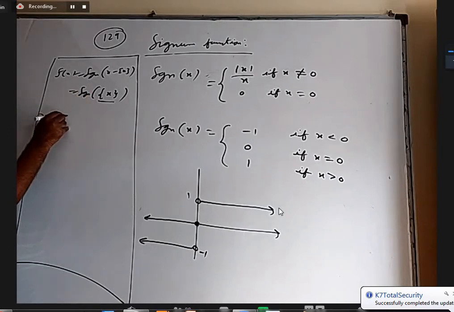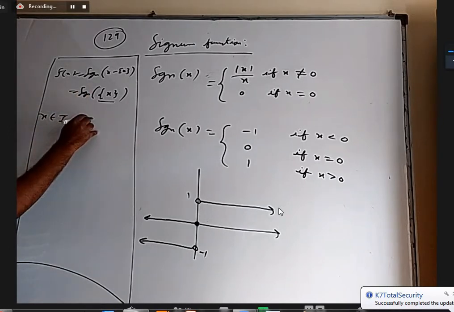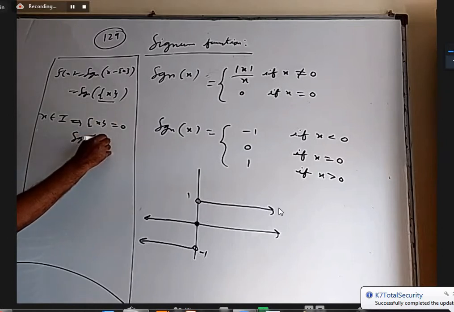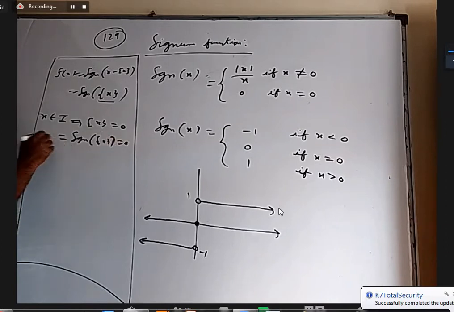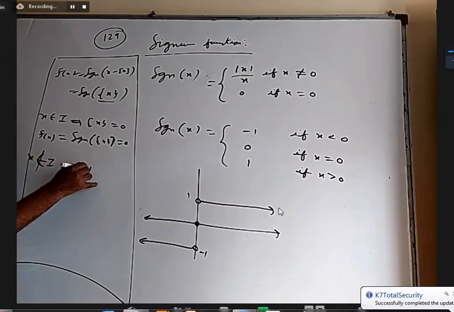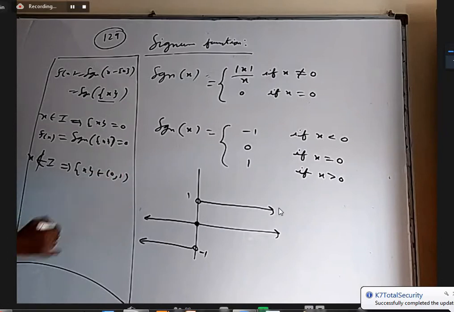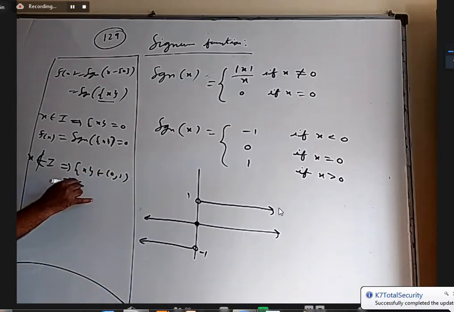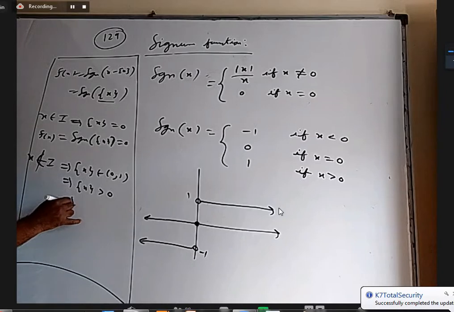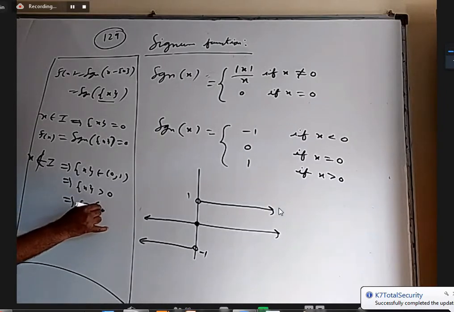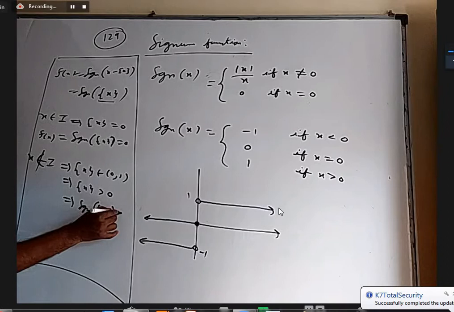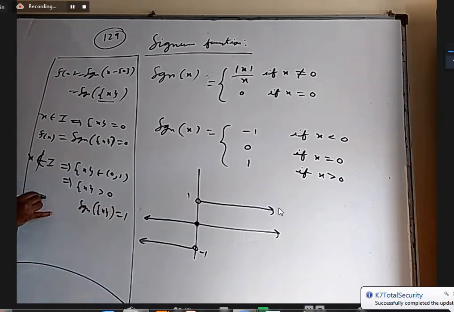Whenever X is an integer, then the fractional part of X is 0. Signum of fractional part of X is also 0. That is, f of X is 0. Whenever X is not an integer, then the fractional part of X belongs to the open interval 0 to 1, which is positive. That is, fractional part of X is greater than 0. Because of that, signum of fractional part of X will be 1. That is f of X. So it is always 1 or 0.